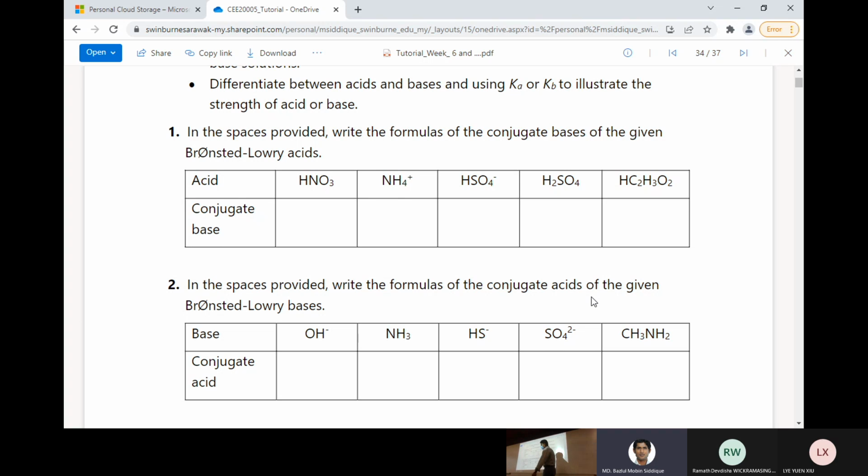Okay, so before we start this tutorial, we are at 9:15 here. Before we start the conjugate acid and base, can anyone tell me what is the definition of conjugate acid and conjugate base? Anyone? Online friends as well. You can talk, we can hear you. So what is the definition of conjugate acid and conjugate base?